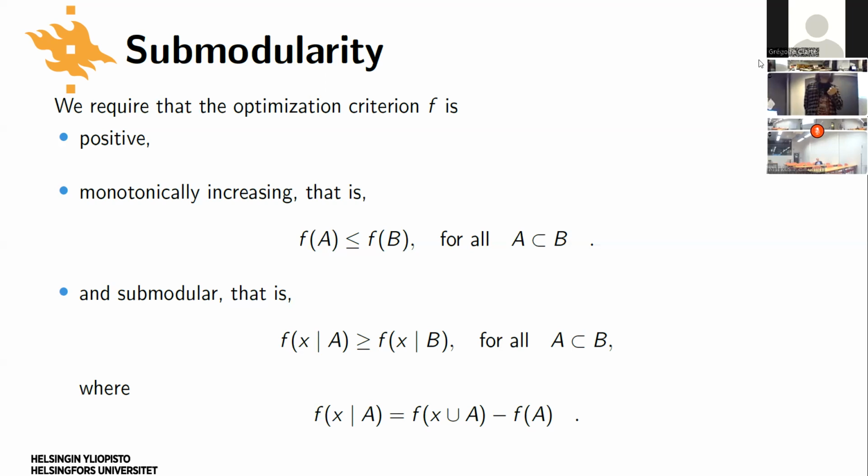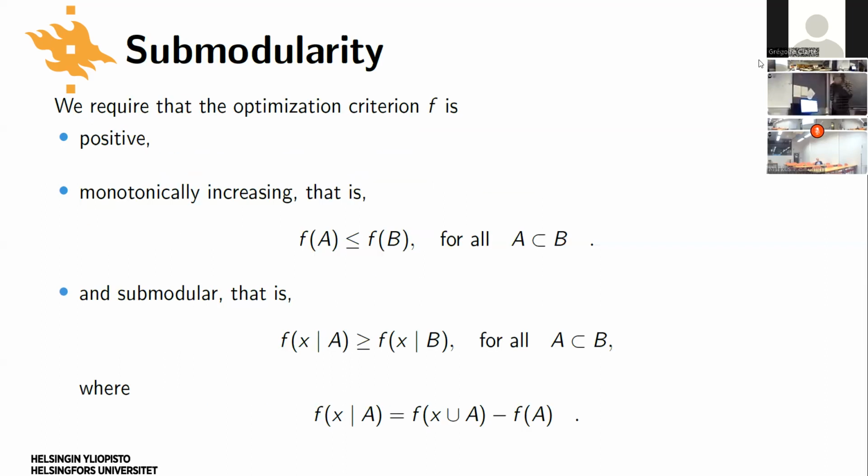You can think of it as a combinatorial version of a convex function or a concave function, depending on which one you go with. Anyway, that's the definition of submodularity. So we're looking at this type of function. All right.